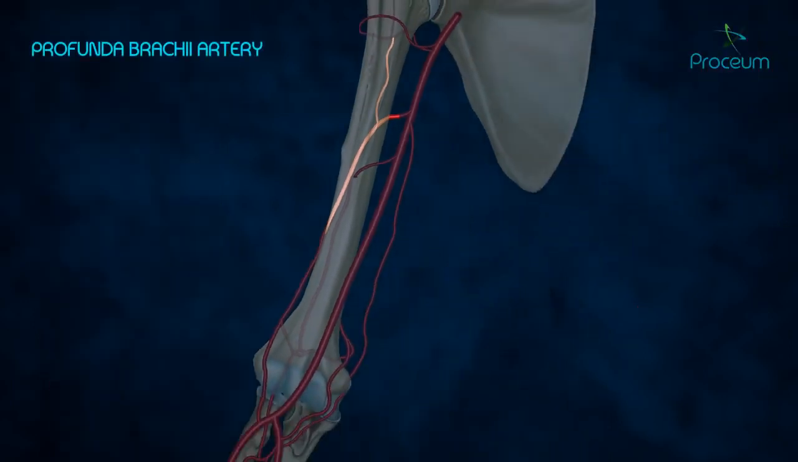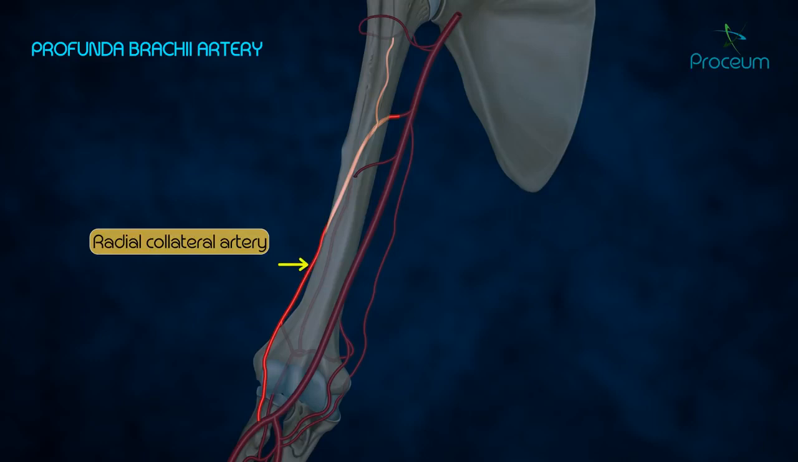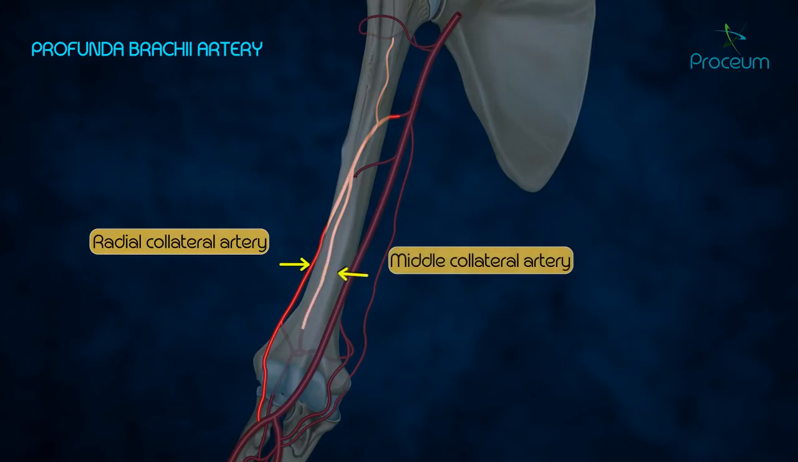An anterior or descending branch, also known as the radial collateral artery, which takes part in the anastomosis around the elbow. A posterior descending branch, also known as the middle collateral artery, which also takes part in the anastomosis around the elbow, and a nutrient branch to the humerus.